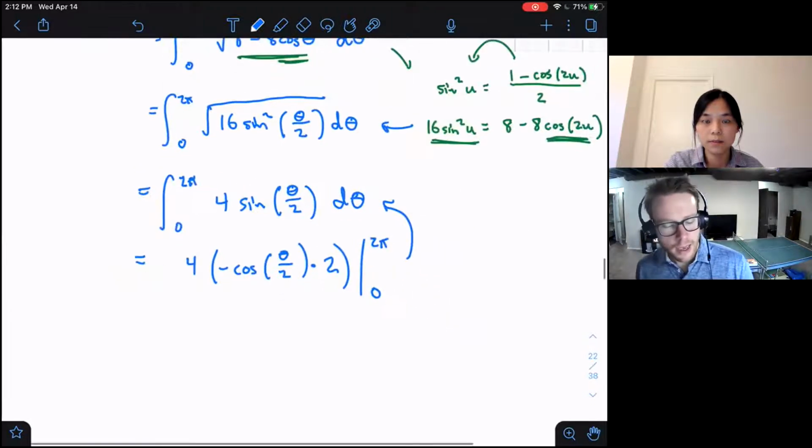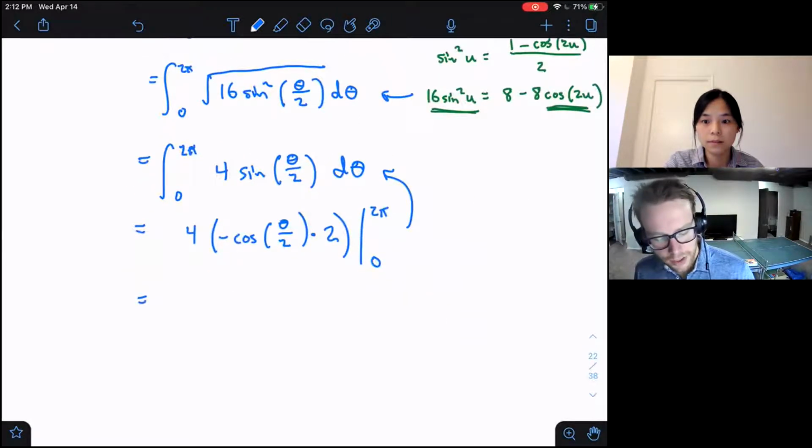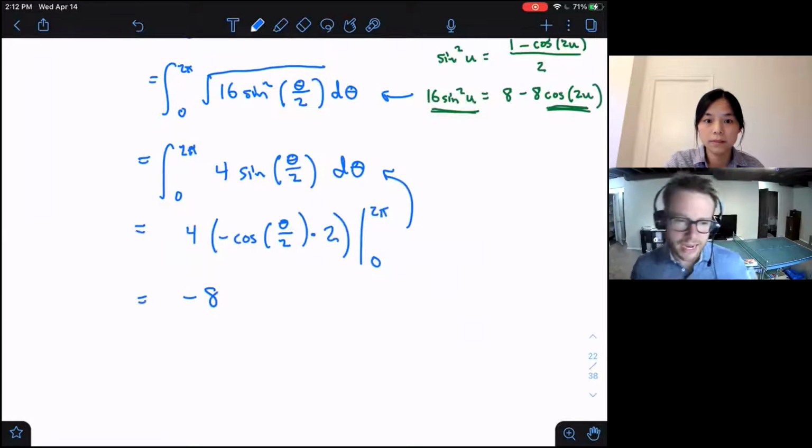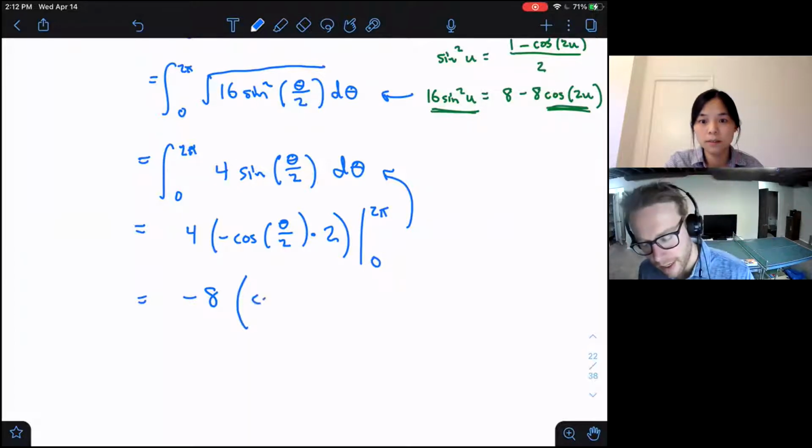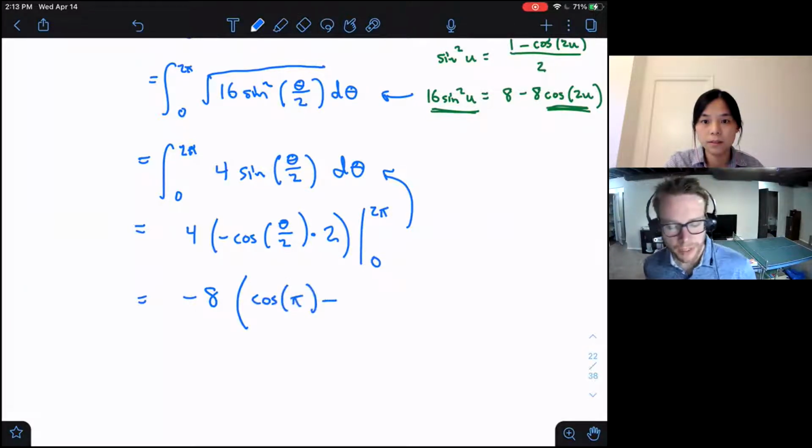Excellent. And so let's go ahead and finish this one up. I have -8 once I put all of my constants together. Now let's evaluate first at 2 pi. So this is going to be cosine of 2 pi divided by 2, so that's going to be pi. And we're going to subtract away when I plug in 0, so we're going to have cosine of 0.